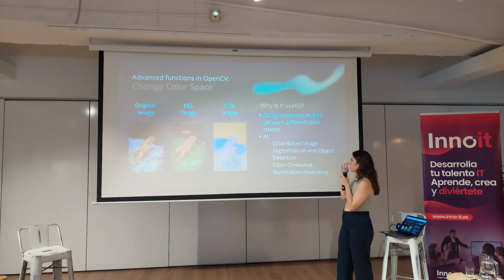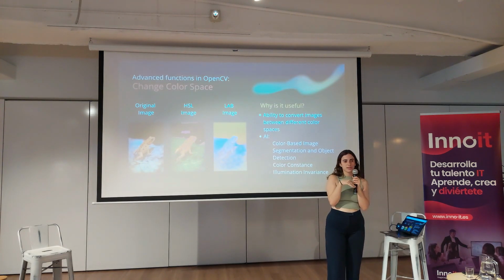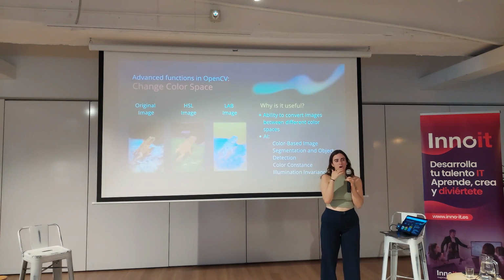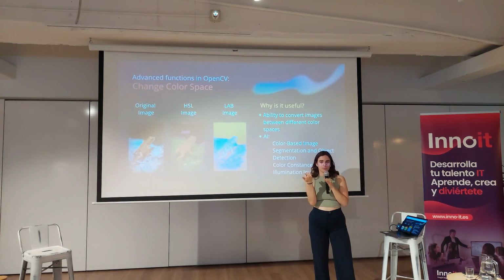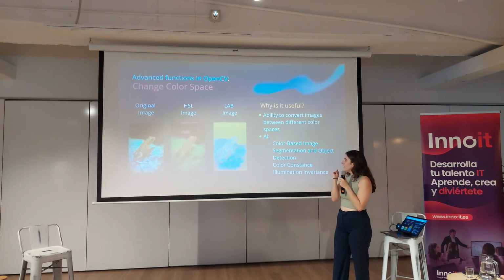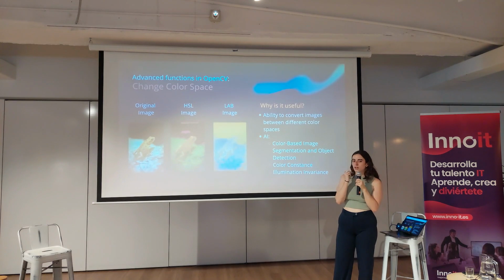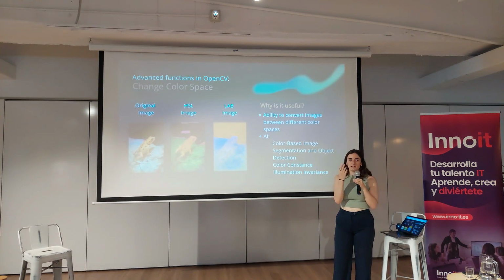It's also used for color constancy. Sometimes if you are working with videos, you want all the videos to have the same coloration, because then it's much easier for your model to understand the objects in them. It's also useful when you have problems with illumination and you want to be invariant to illumination. So you switch to another type of channel or even grayscale, and the image will not be so affected by this type of thing.